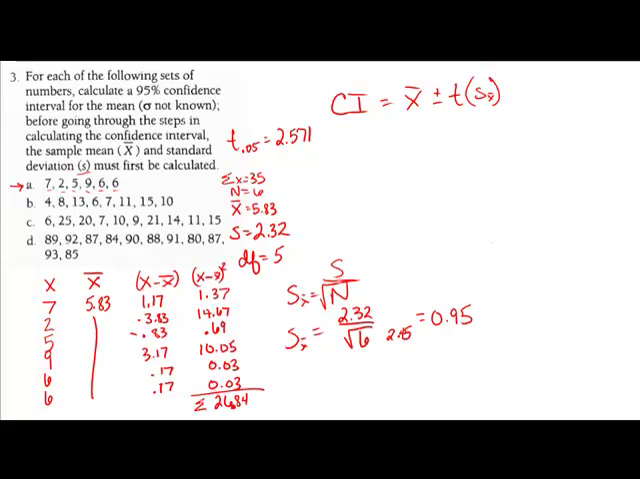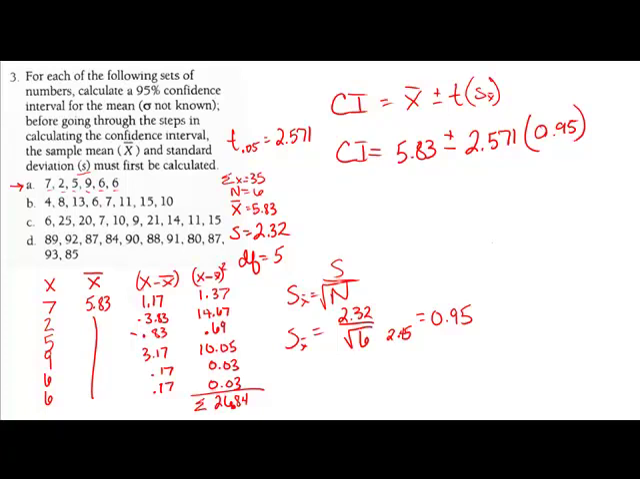I think I have everything I need for my confidence interval. Confidence interval equals x bar, which is 5.83. That's the mean we got earlier. Plus or minus my critical value of t, 2.571, times the standard error that I just computed, 0.95. Okay.